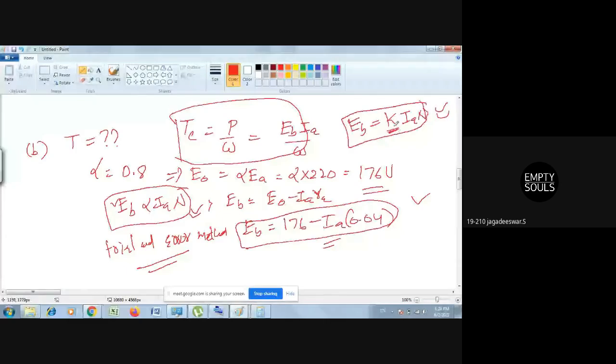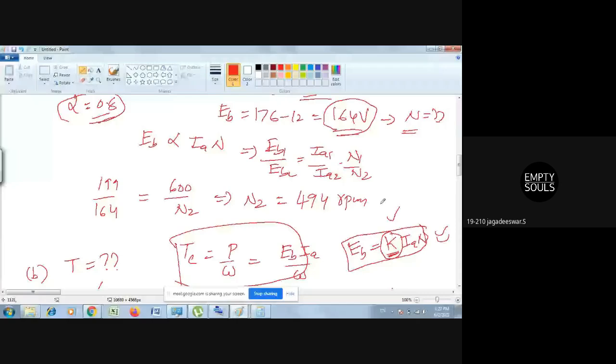Sir, we know two speeds. We know one current and one EB, no, sir. From this we can find out K. That's what you are saying? Yes, sir, that's correct. We can get the value of K. So rather than taking constant K, we use like this: EB1 by EB2 is equal to IA1 by IA2 into N1 by N2.